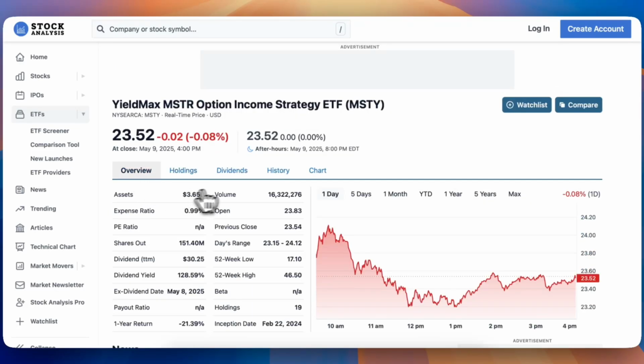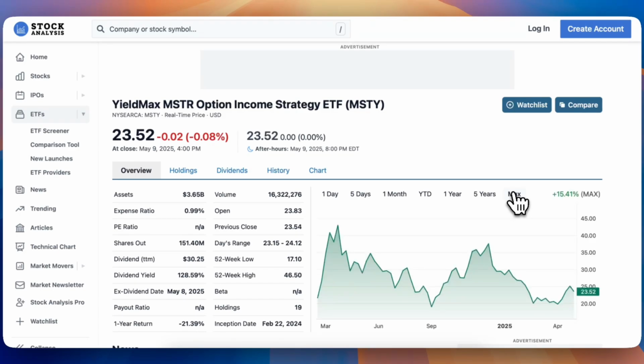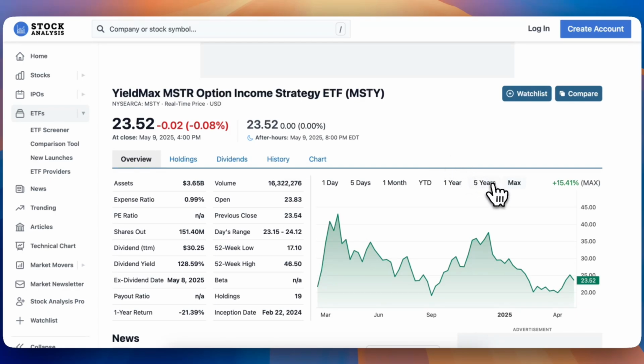So overall, this ETF is not going to be as diversified as SCHD because it's tied to one volatile stock, MicroStrategy, MSTR. And it's going to be exposed heavily to market shocks as well as crypto sentiment. MicroStrategy is basically a leveraged Bitcoin stock company.